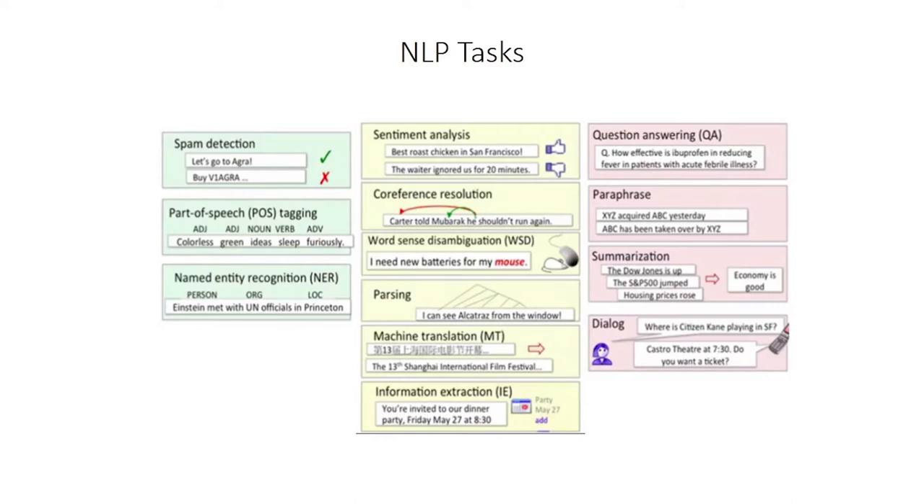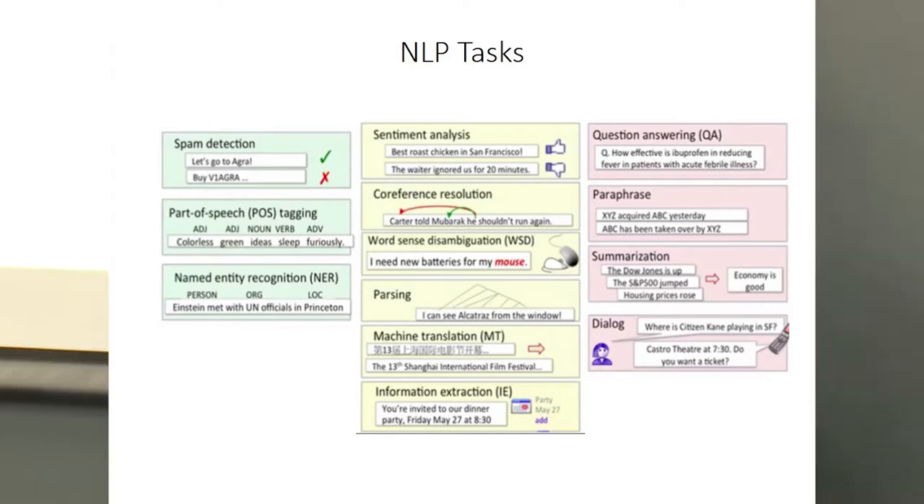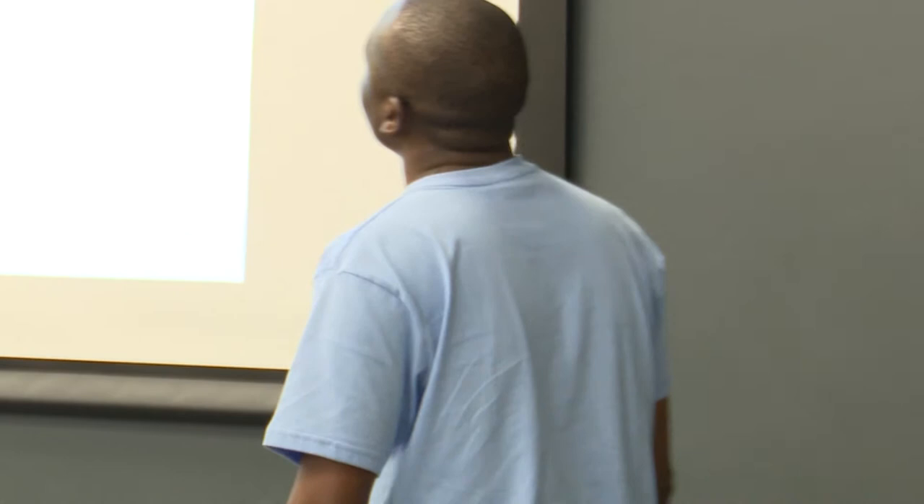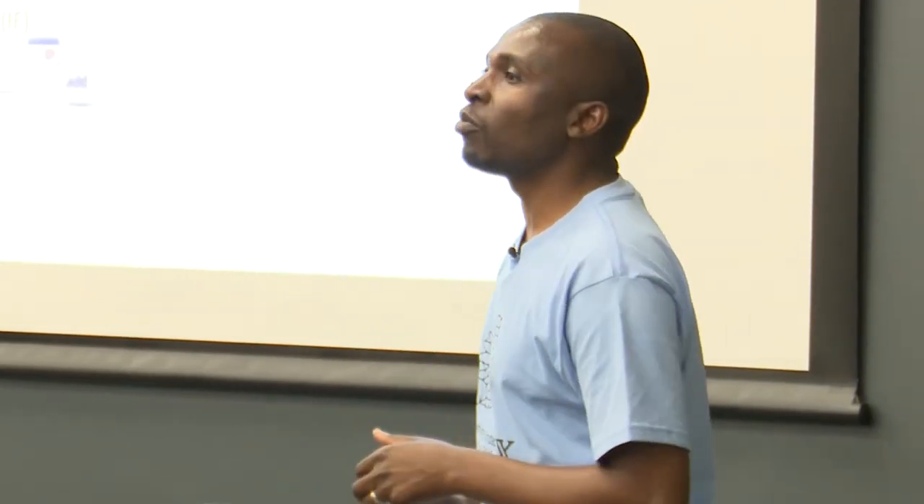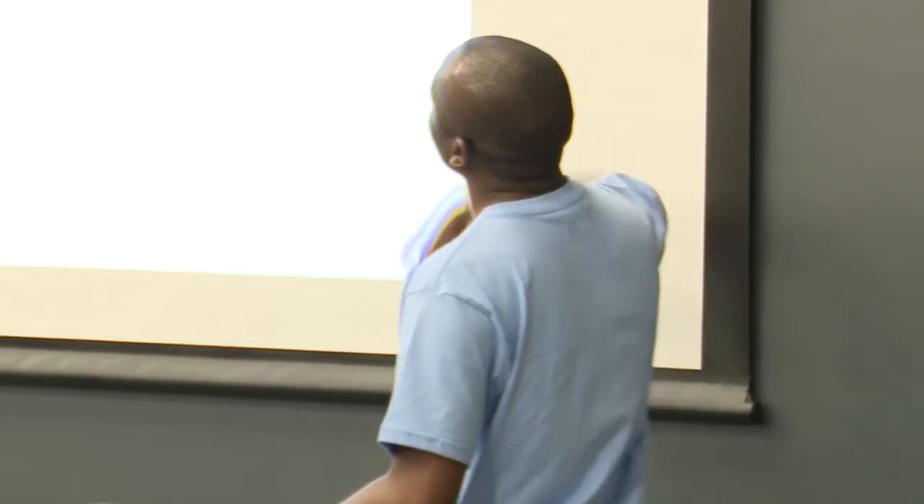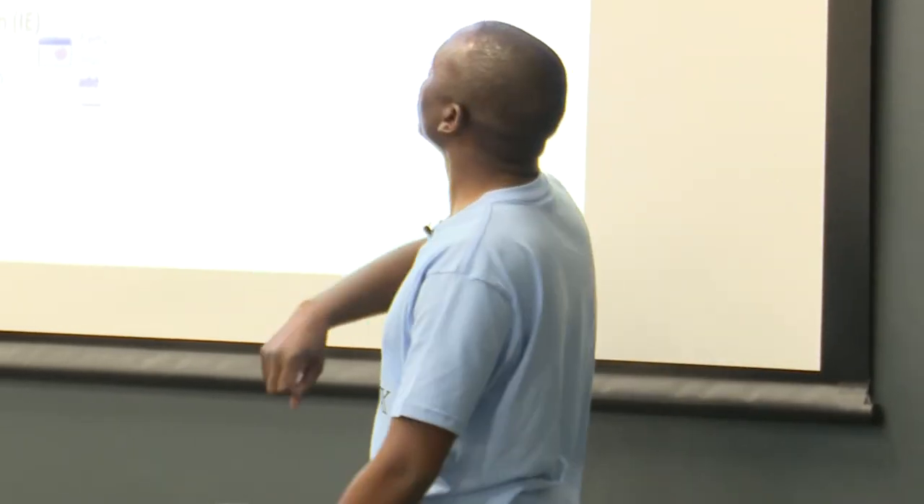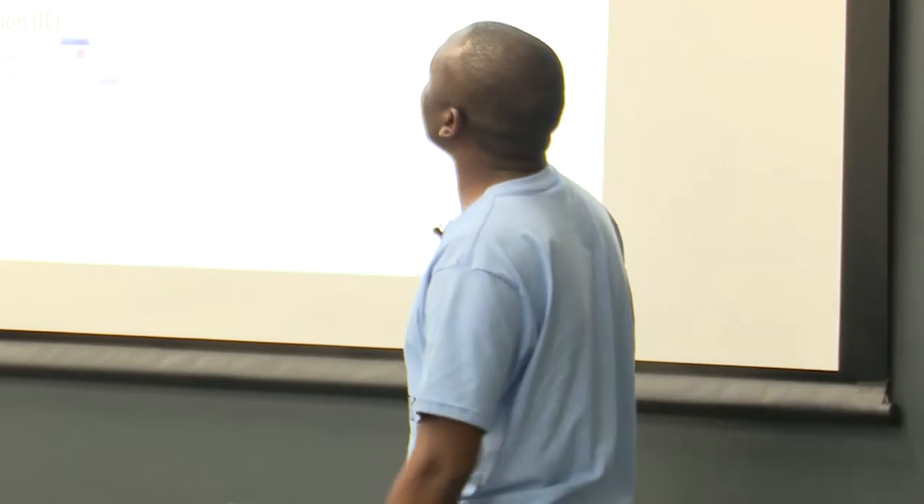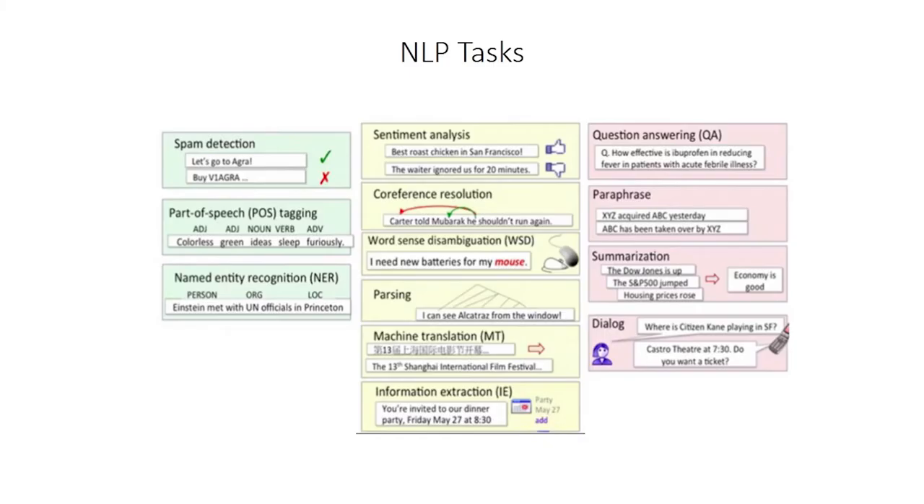These ones are the difficult ones. These are difficult to solve. A lot of work still needs to be done there. Question answering: I think we're all aware of IBM Watson. It does well in question answering, but it's still a difficult problem. Paraphrasing: XYZ acquired ABC yesterday; ABC had been taken over by XYZ. You want a machine to be able to paraphrase what is given in another form, in another text. Summarization, dialogue: these are very difficult tasks.